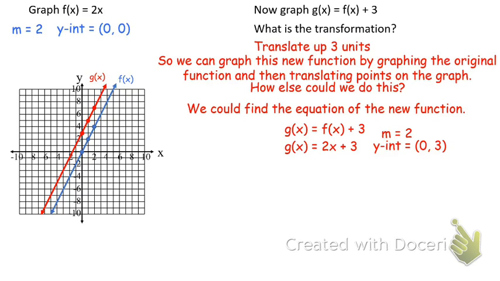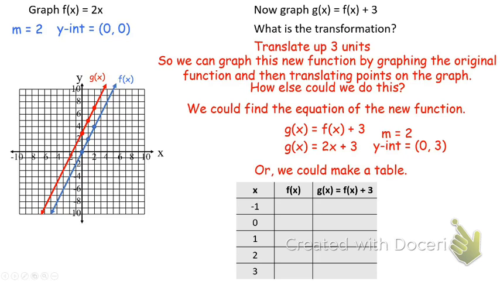Well, a third method would be to use a table. We could make a table for x and f of x, and then add a third column for g of x, where g of x is the output of the table f of x plus 3. Well, to find f of x, we have to go back to the original equation. f of x equals 2x. That just means we're going to take each of the inputs and multiply by 2. So negative 1 times 2 is negative 2, 0 times 2 is 0, 1 times 2 is 2, and so on. Once we have the f of x column filled in, now we're ready for the g of x column.